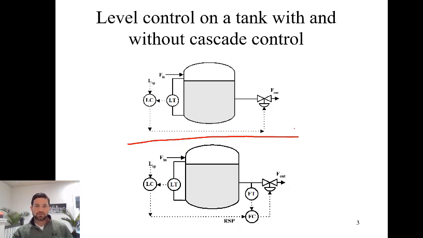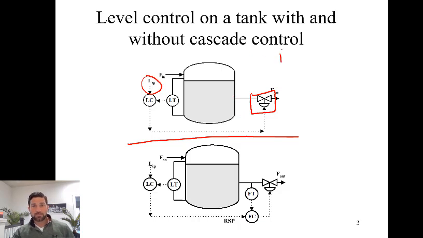When we're controlling the level in the tank, in this case, our manipulated variable is the flow out. What we're controlling is the level in the tank. We have our specified level, and so we're going to measure the level, and the controller is going to compare that to the set point, and the controller is going to open or close the valve to keep the process where we want it to be.